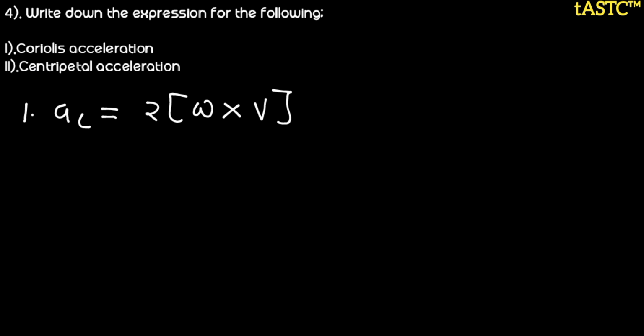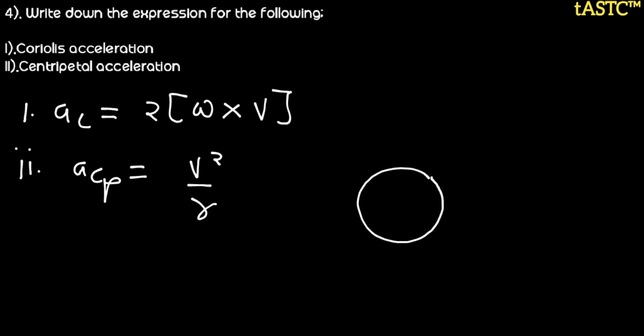Now, the centripetal acceleration, I'm just going to write that as a sub cp. That is centripetal acceleration. That is going to be v squared divided by r. This is actually an acceleration that causes a body, which is moving in a circular path, to remain in that path. The acceleration pulls the body inwards. So that is what centripetal acceleration is. That is basically the answer to this question.